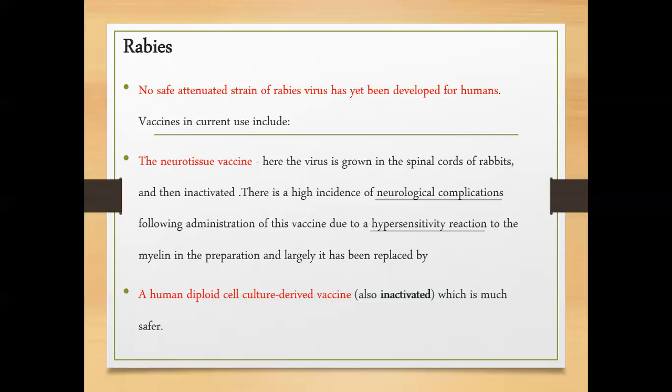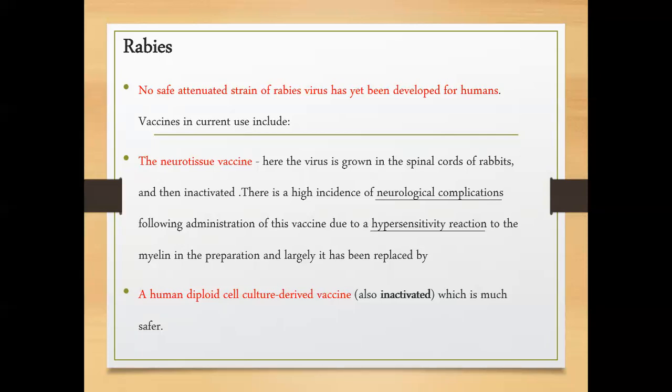What is the neuro tissue vaccine? Here the virus is grown in the spinal cord of rabbits, and nowadays it is also grown in the spinal cord of mouse as well. And then they are inactivated. There is a high incidence of neurological complaints following administration of this vaccine due to a hypersensitivity reaction to the myelin in the preparation. Largely it has been replaced, but this neuro tissue vaccine is still in use, and in many patients you can see hypersensitivity reactions.